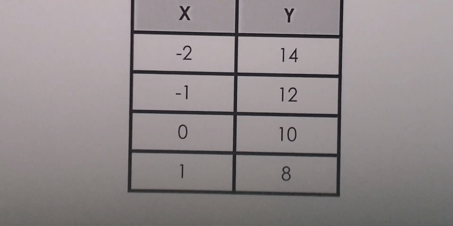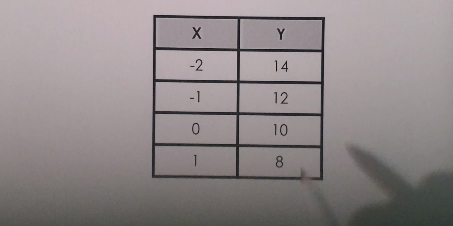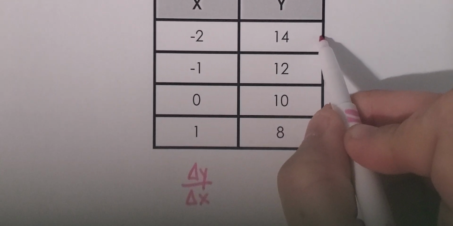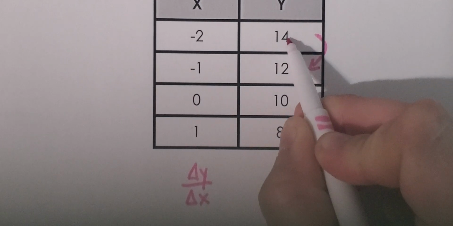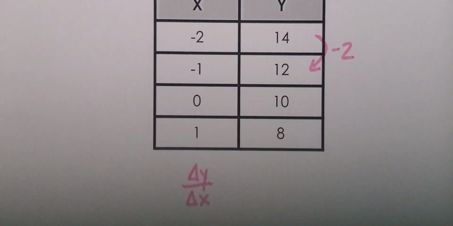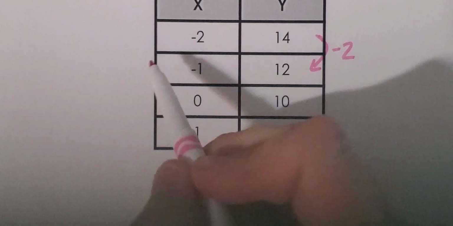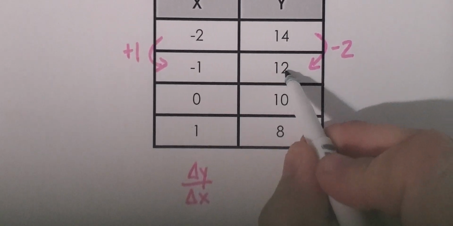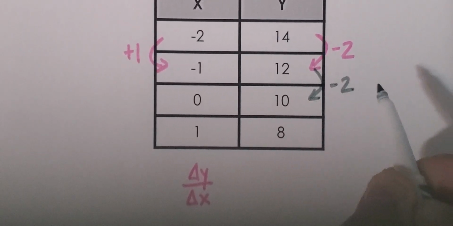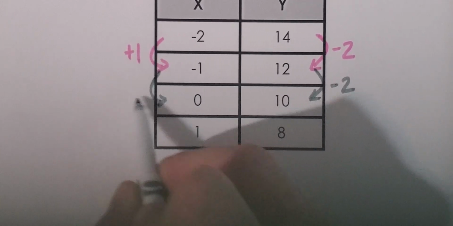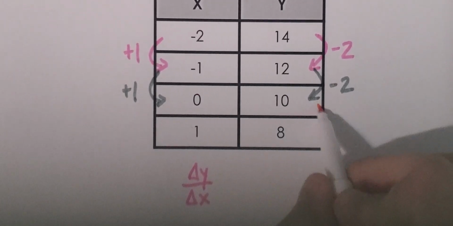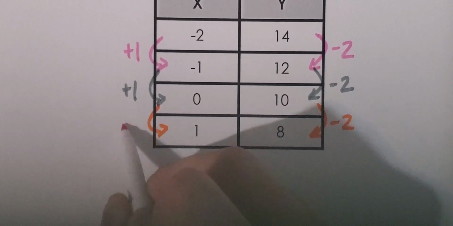All right, on this next problem, I'm going to find my change in y over my change in x. To go from my first y to my second one, I'm subtracting 2, while in my x column, I'm adding 1. My next set, from 12 to 10, I'm subtracting 2. From -1 to 0, I'm adding 1. And then my last one, I am subtracting 2 again and adding 1.